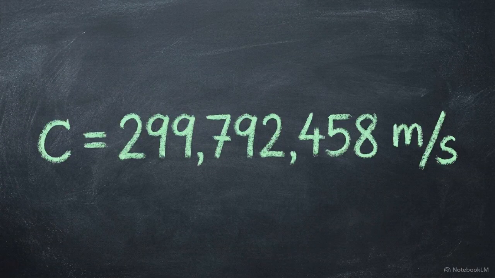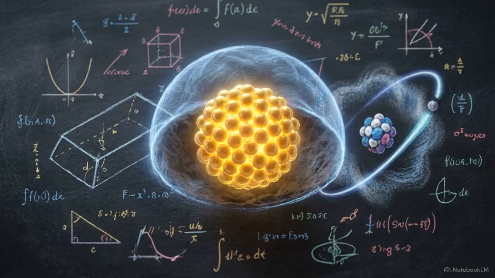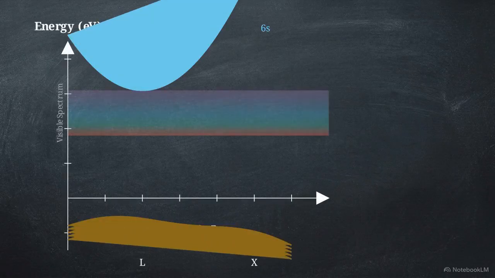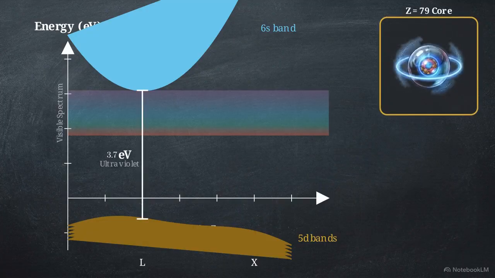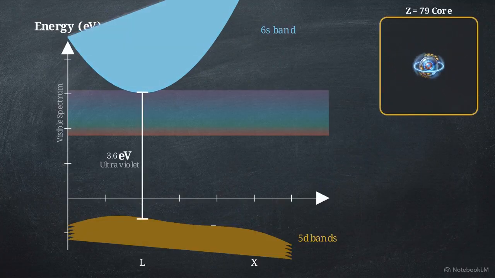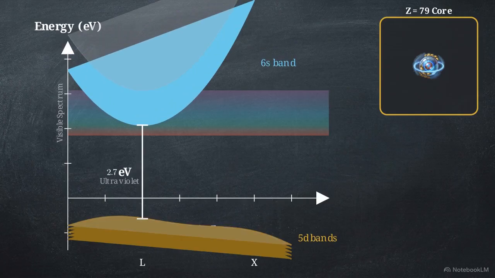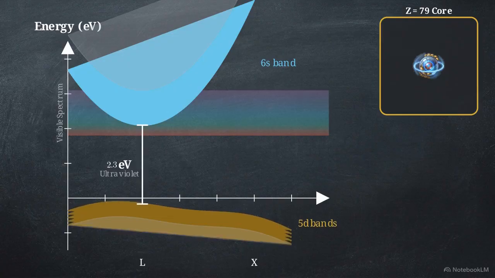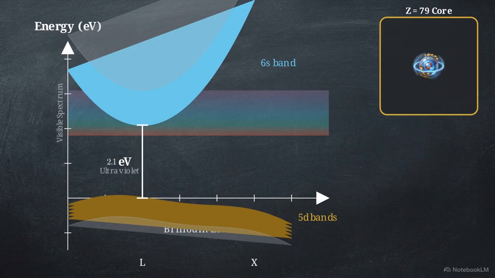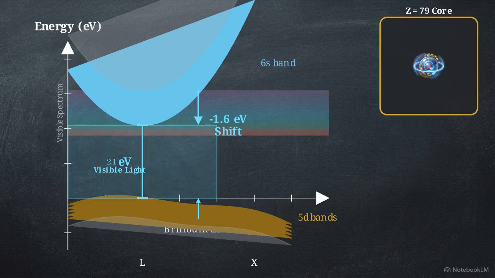Now we pivot to the relativistic simulation. We enforce the exact speed of light, which acts as a strict cosmic limit for the electrons orbiting inside gold's heavy atomic core. The updated band structure reflects relativistic physics. A massive 79-proton nucleus forces the 6s orbital to geometrically contract and drop in energy. This effectively screens the nucleus, forcing the outer 5D states to expand upwards. The interband gap squeezes violently from both directions, narrowing by 1.6 electron volts.